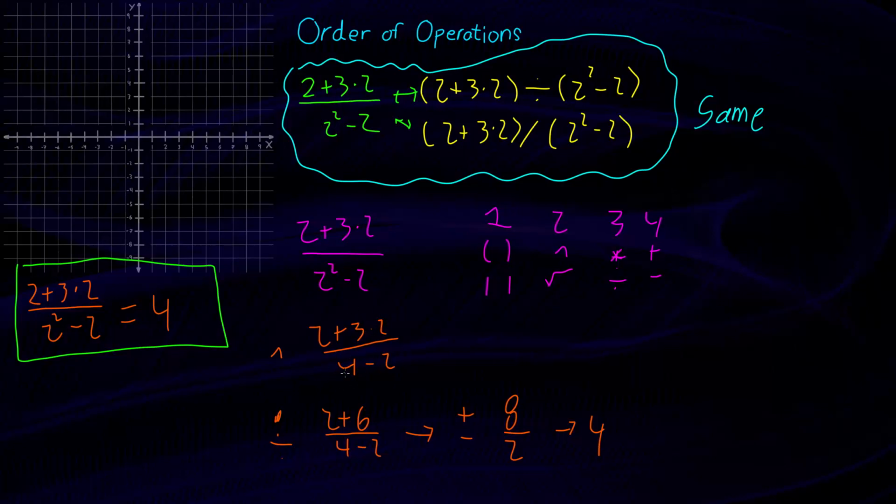So first we did the square, right? Remember that it was 2 squared. We turned that into a 4. Then we did our multiplication. The 3 times 2 became a 6. Everything else remains the same. Now we do our addition and subtraction. This goes over here. It becomes 8 divided by 2, right? We did our addition and subtraction. And then once you do your final division here, 8 divided by 2 is 4.